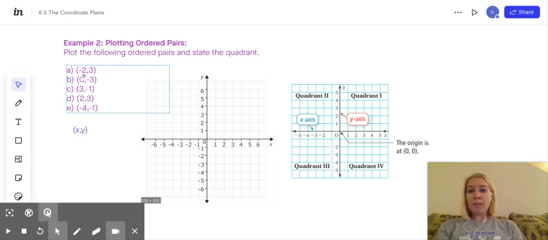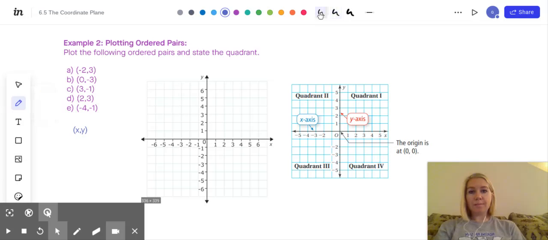Okay, so we need to plot coordinate A, which is -2, 3. So first, let's find -2, our x-coordinate, on our number line. So -2 is 2 to the left. So here's -2, where my little cursor is. And now we need to go +3 for our y-coordinate. So that's 3 up. So 1, 2, 3. So there's our little dot. And that is our A coordinate. So I'm just going to label it A.